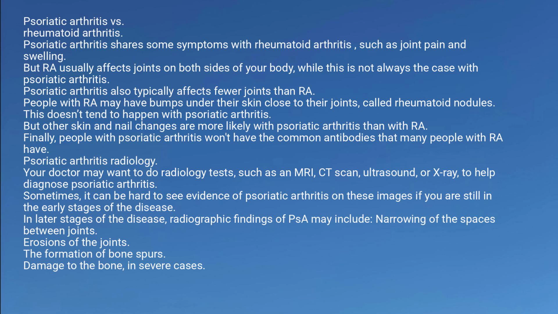Psoriatic arthritis radiology. Your doctor may want to do radiology tests, such as an MRI, CT scan, ultrasound, or X-ray, to help diagnose psoriatic arthritis. Sometimes, it can be hard to see evidence of psoriatic arthritis on these images if you are still in the early stages of the disease. In later stages of the disease, radiographic findings of PSA may include narrowing of the spaces between joints, erosions of the joints, the formation of bone spurs, and damage to the bone in severe cases.